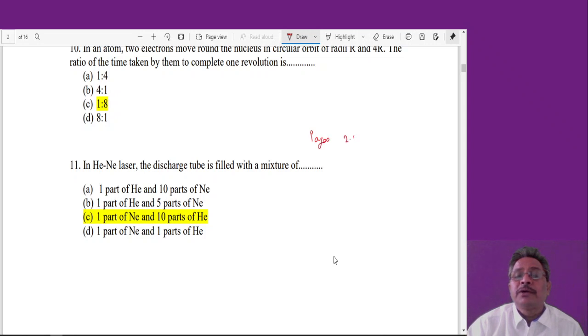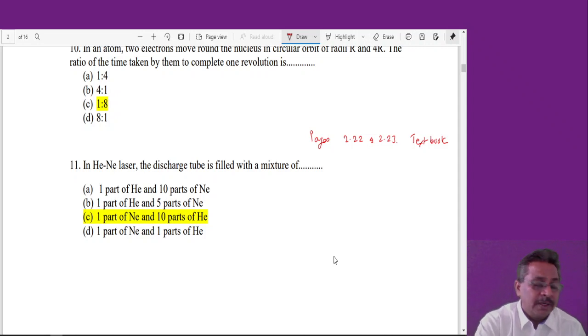Pages 2.22 and 2.23 in our textbook. So look at these 2 pages, as there can be many questions asked on that particular applications of laser. So now let's come to the first question, question number 11 in the series.